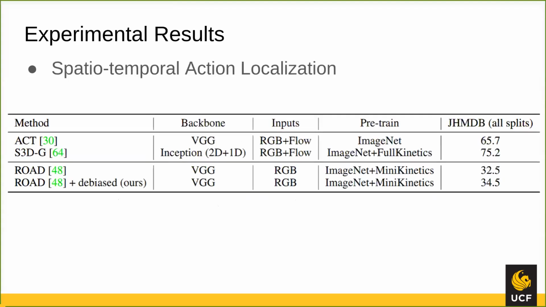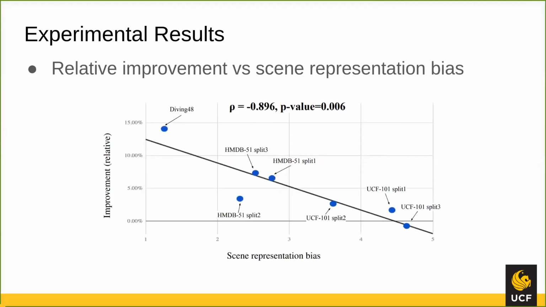And then the spatiotemporal action localization, again we'll look at the bottom half. There's the ROAD data set, ROAD as their method, and then de-biased. And again, it outperformed by about 2 points. However, it was pretty significantly lagging behind the other two state-of-the-art methods.